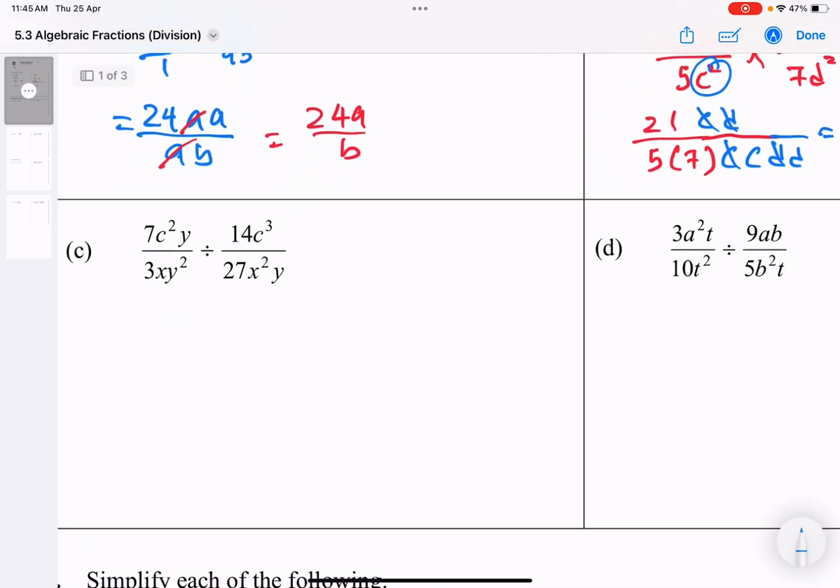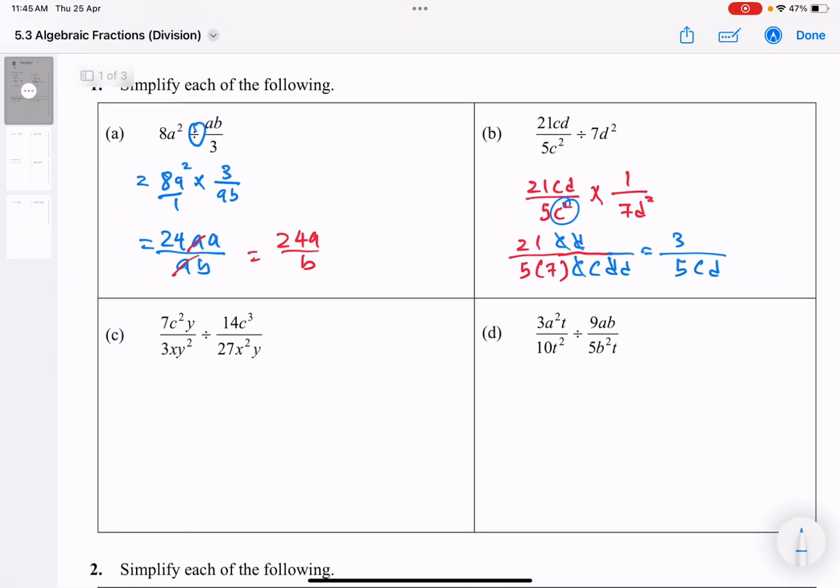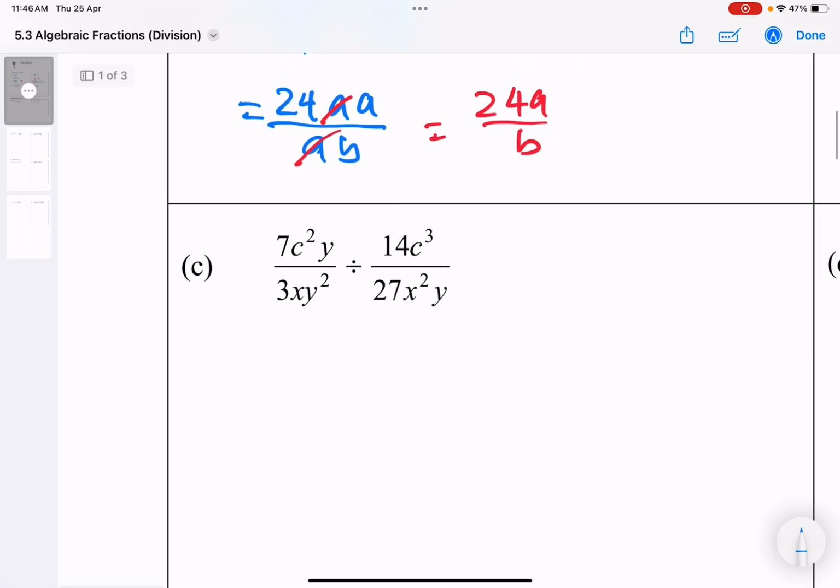Okay, can we look at part C? Can you try part C by yourself? Remember, just do the flip. Change the divide to a times. Group all the numbers together. Write out all the alphabets and start cancelling away. Juniors? Group all the numbers together. All the numbers put to one side. All the alphabets put to the other side. The same alphabets you cancel them.